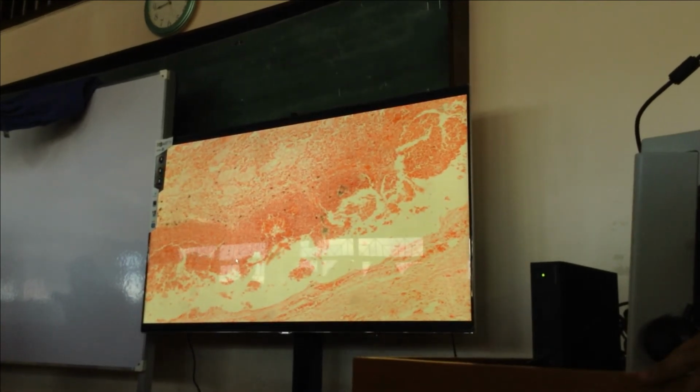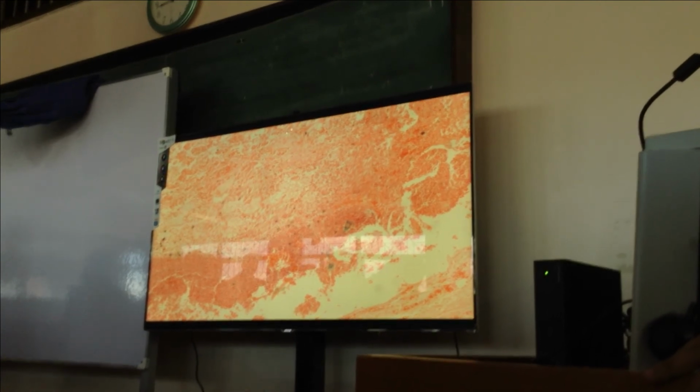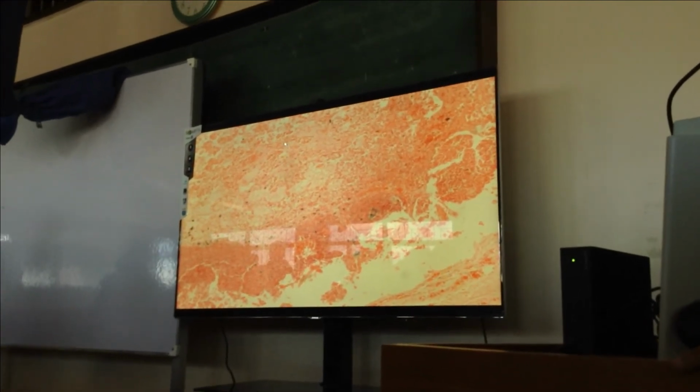Now, why is it that this neoplasm is characterized by viable areas and then large areas of necrosis? These cells are very aggressive. They multiply at a very fast rate. However, because of that activity, they also die at a very fast rate. That is why we are able to see large areas of necrosis.